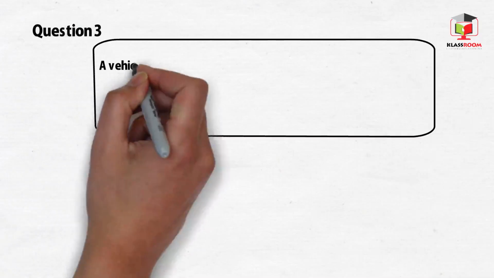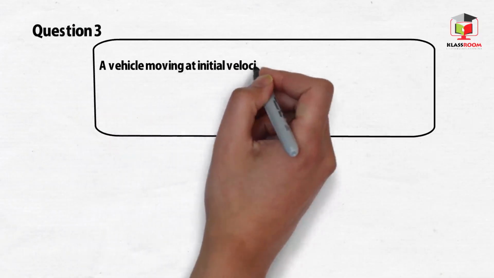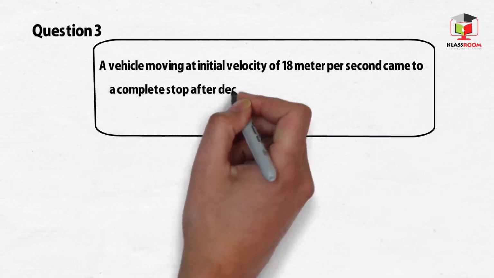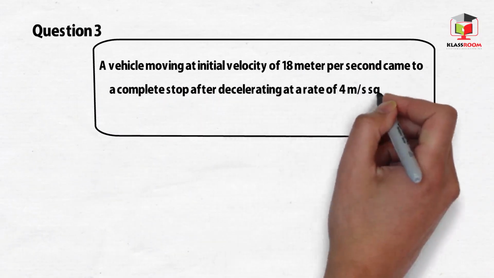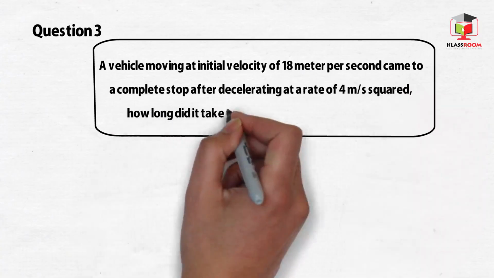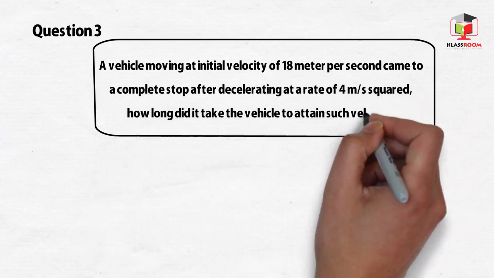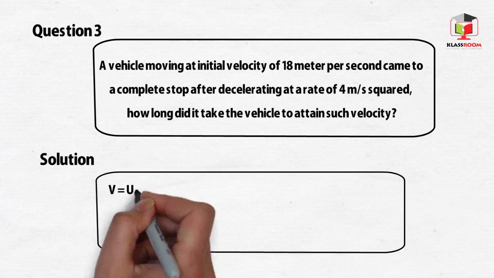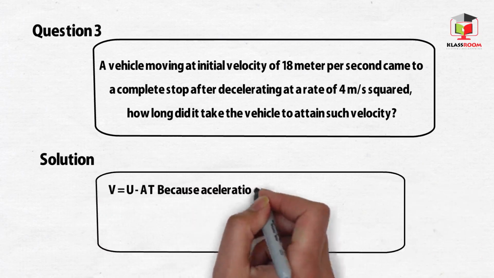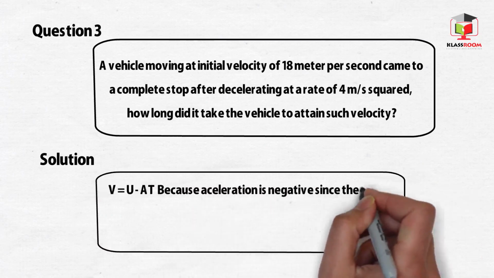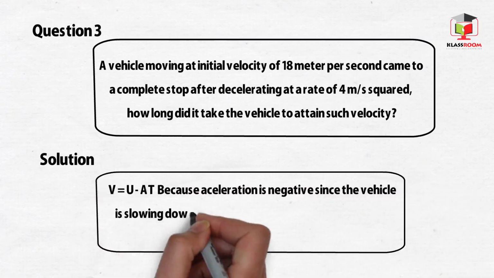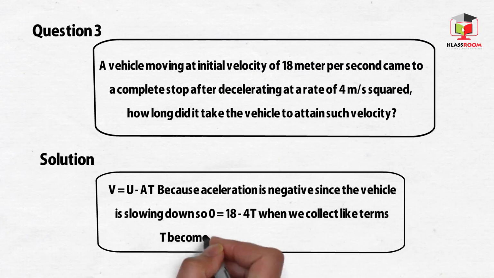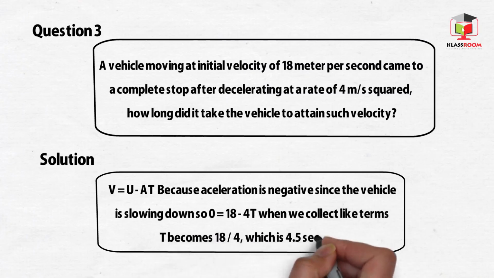Number 3. A vehicle moving at an initial velocity of 18 meters per second came to a complete stop after decelerating at the rate of 4 meters per second squared. How long did it take the vehicle to attain such velocity? Solution. V equals U minus AT because acceleration is negative since the vehicle is slowing down. So 0 equals 18 minus 4t. When we collect like terms, t becomes 18 over 4, which is 4.5 seconds.